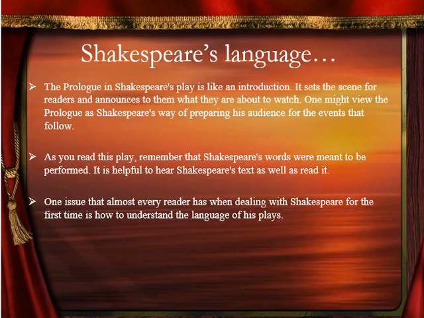The prologue is Shakespeare's word for an introduction. So in the prologue, he sets the scene for readers and announces to them what they're about to watch. You might look at the prologue as a way of preparing the audience for the events. Now, Shakespeare gave us all the details of the play. In the prologue, as we read it, you will notice he tells us the events of the play. And remember that his words were meant to be performed, not necessarily read.